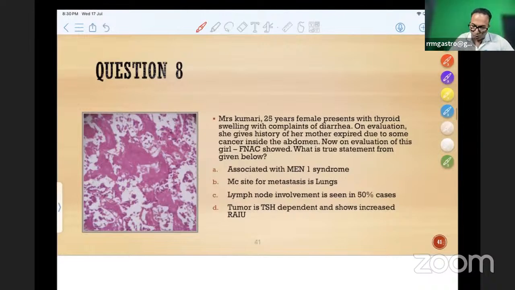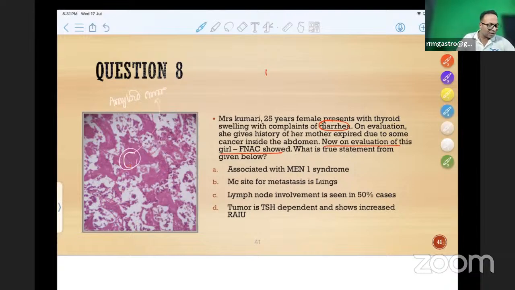So 8th question, Mrs. Kumari, 25 years female, presents with a thyroid swelling, complaints of diarrhea. See, this is a classical question. Thyroid swelling with diarrhea. On examination, she gives history of her mother dying due to some cancer inside the abdomen. And on evaluation of this girl, FNAC showed this finding. What is this finding showing here? It is amyloid stroma. You can see the amyloid stroma.